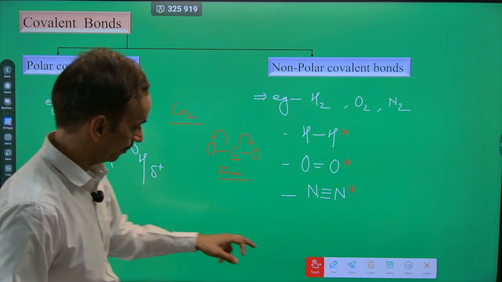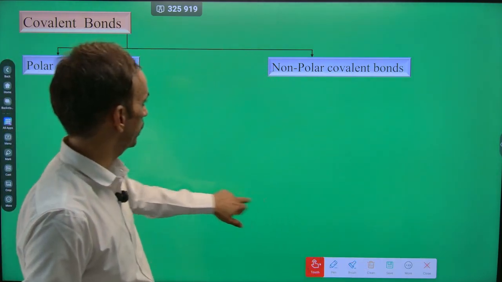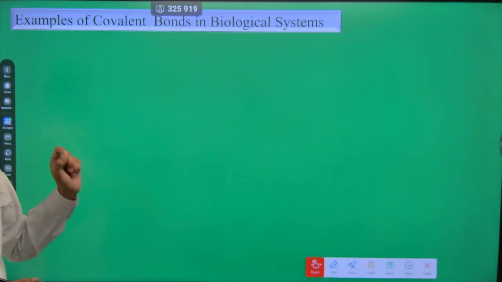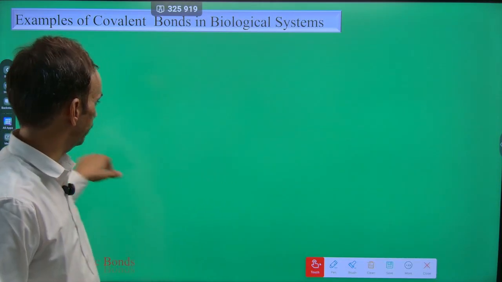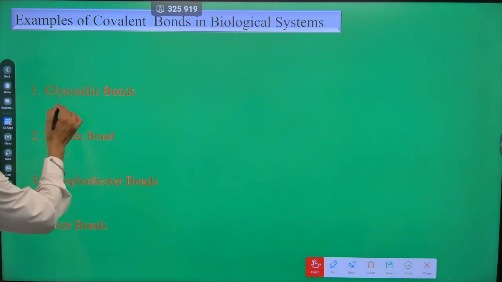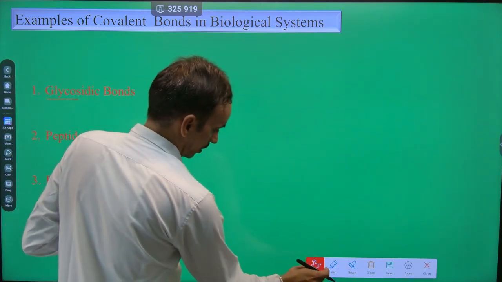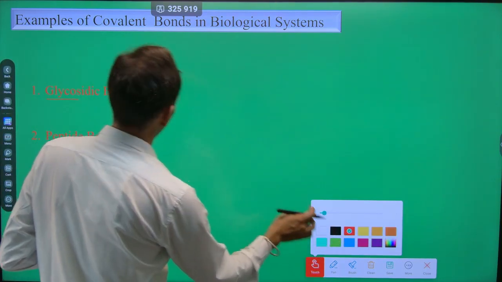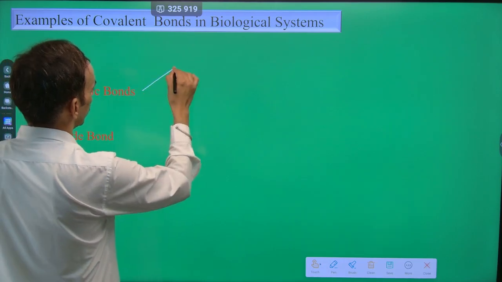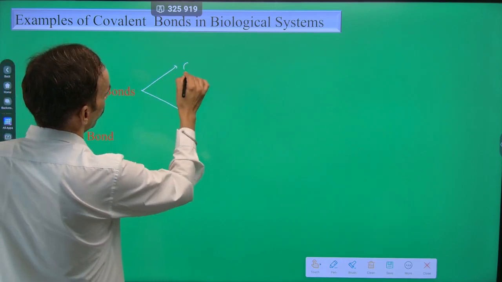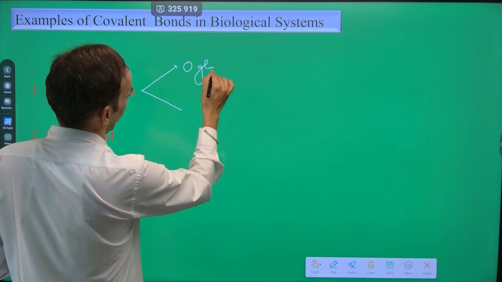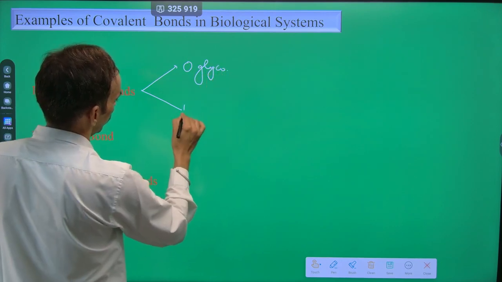Similarly, if we talk about examples of covalent bonds in the biological system, there are many examples. First is the glycosidic bond. Glycosidic bonds again are of two types: O-glycosidic bond and N-glycosidic bond.